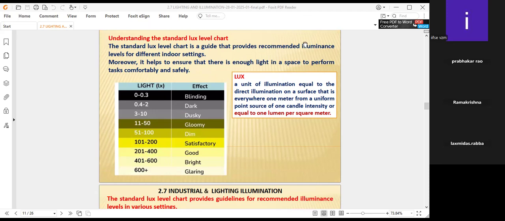It provides recommended illumination, but which one? We can take 201 or 400. Again, it depends on the room dimensions. We have to see that also, sir.